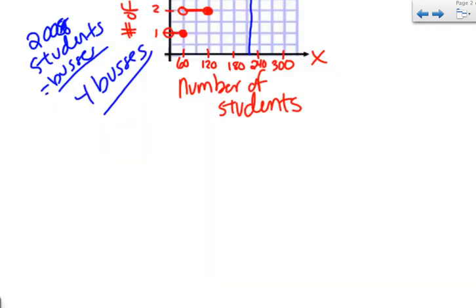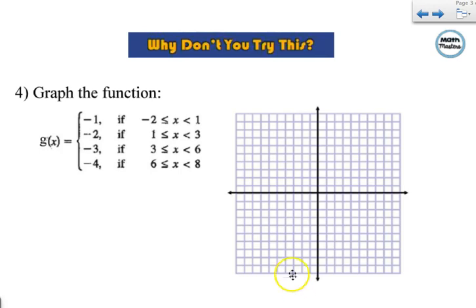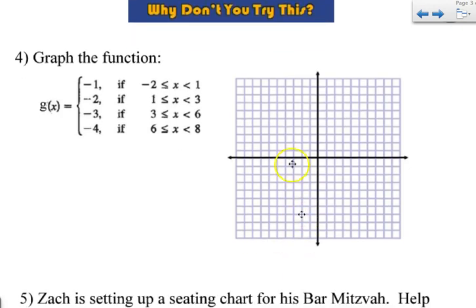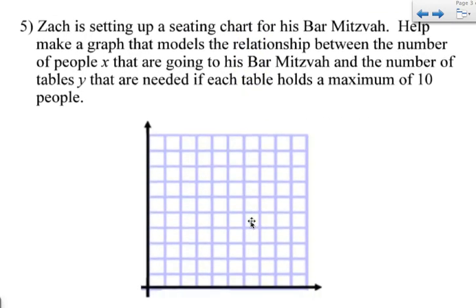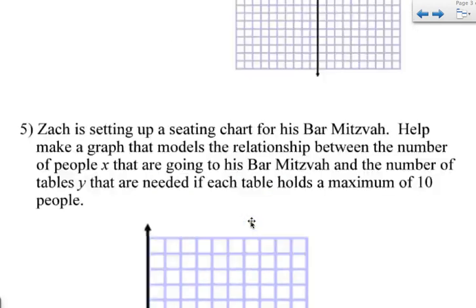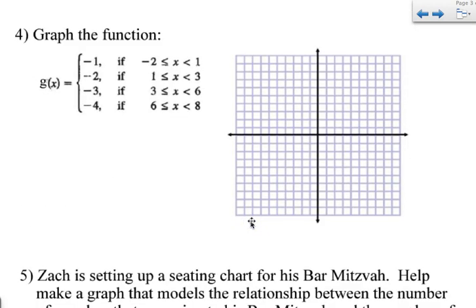And now it's time for you guys to practice. So you've got 2 problems. You've got a normal basic graph where it wants you to graph the step function, and then you have a real-world problem down here. So I want you to press pause and try these 2 on your own, and then we will go over them.